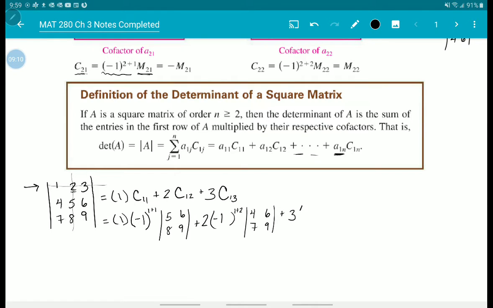Plus 3 times negative 1. Now we're taking the 3 out. We've got to take the 3 out across and down. That is in the first row, third column, and the minor is what's left over: 4, 5, 7, 8.